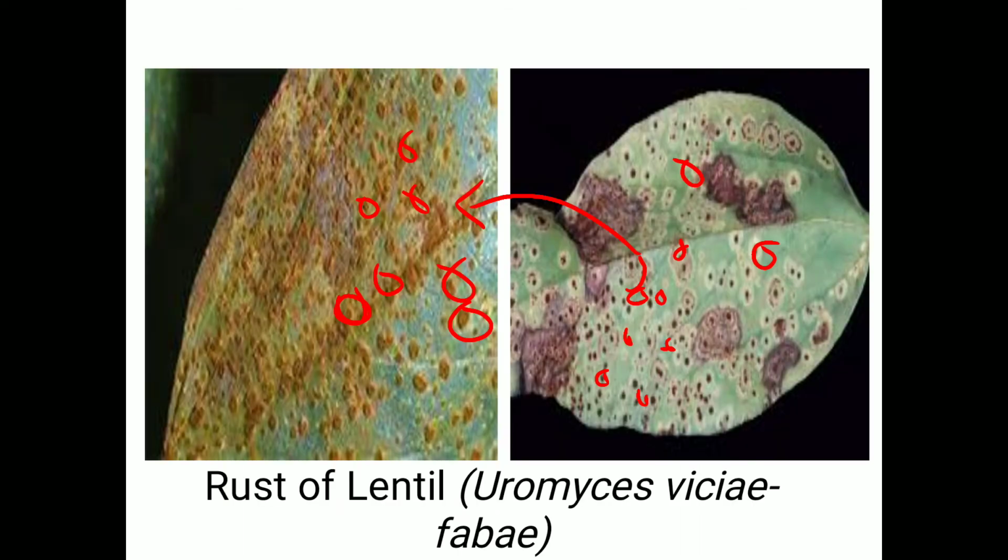Regarding symptoms, rust is called tambera in Marathi. Rust first appears on the leaves. The first sign of infection is small white pustules on the leaves. Here the whitish pustules are observed on the leaves.